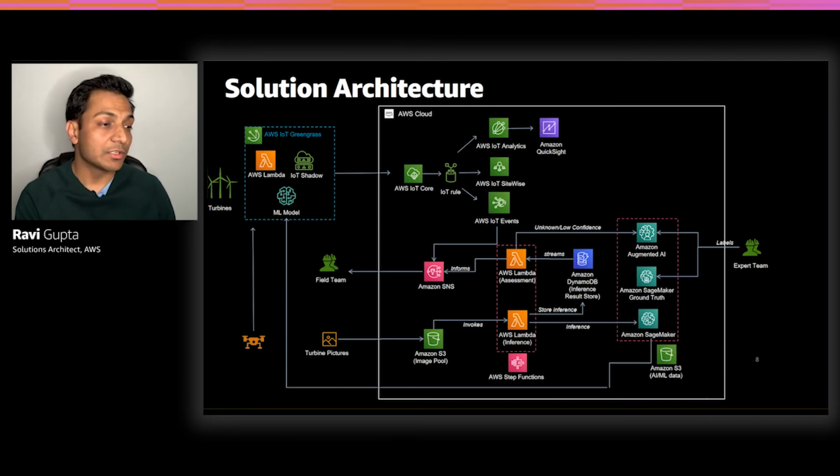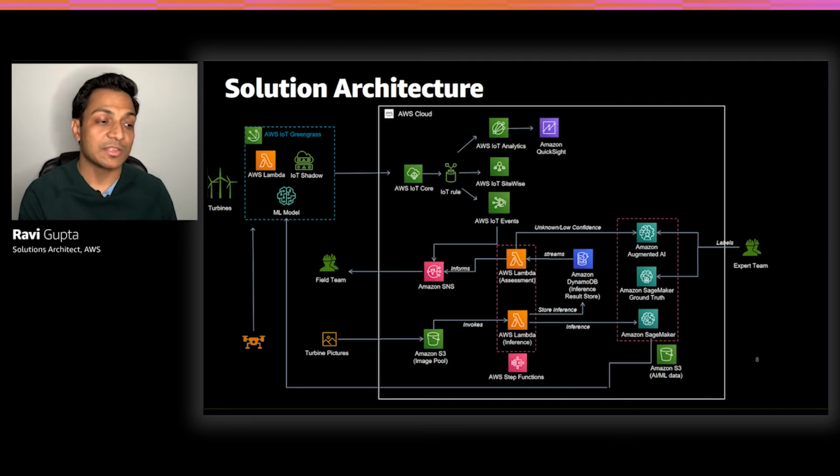What we're seeing on the top left-hand side over here is the edge piece where we have the turbines, and the turbines are connected to a gateway device. In this case, we have used an NVIDIA Jetson Nano board with AWS IoT Greengrass deployed on it. The capabilities Greengrass brings to the edge are the ability to run a Lambda function on the edge, as well as IoT Shadow, which allows you to sync up the device state.